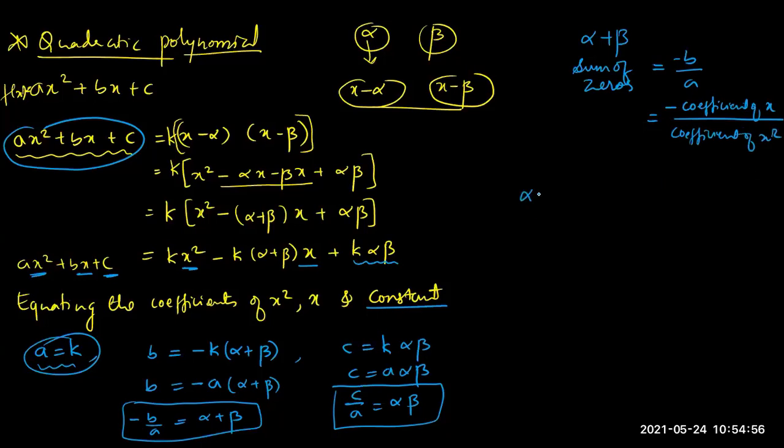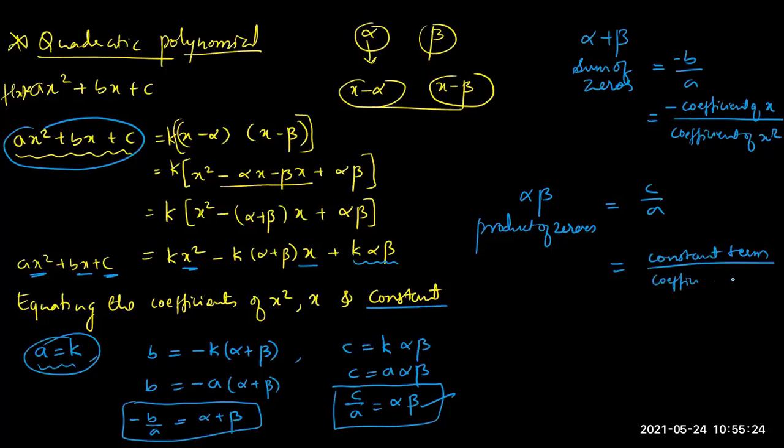And similarly, alpha into beta. Alpha into beta means it is what? Product of zeros, that is c by a. Here we have alpha into beta, that is c by a. C means it is the constant term, and divided by the coefficient of x square. So this is this relation and this relation. These two are important things. Based on this, the examples will come.